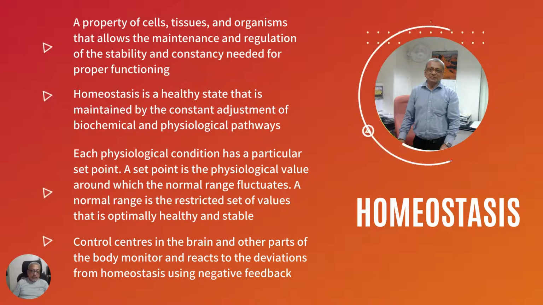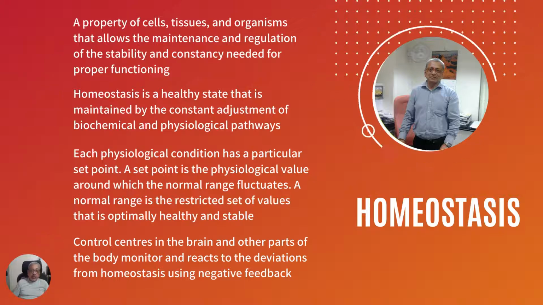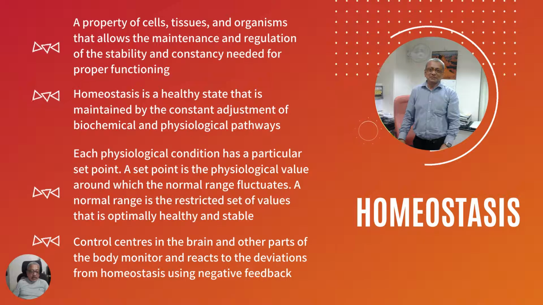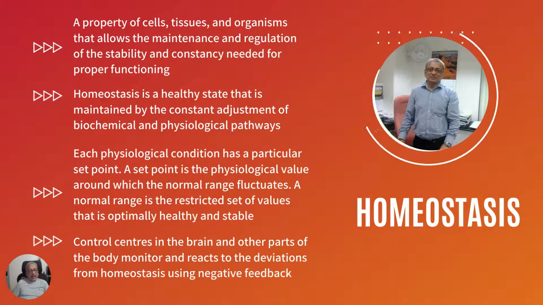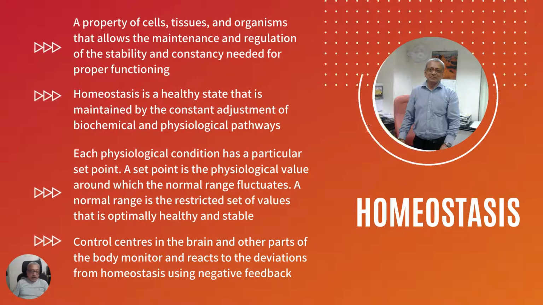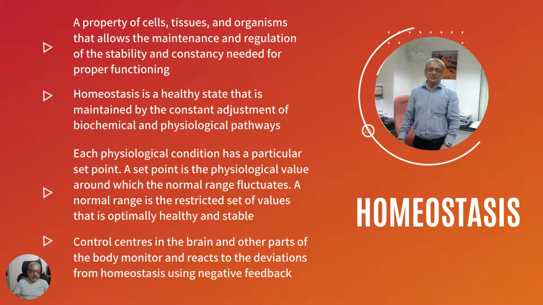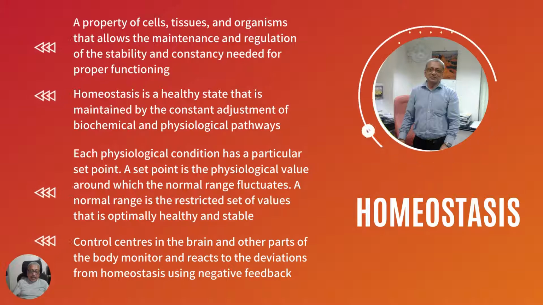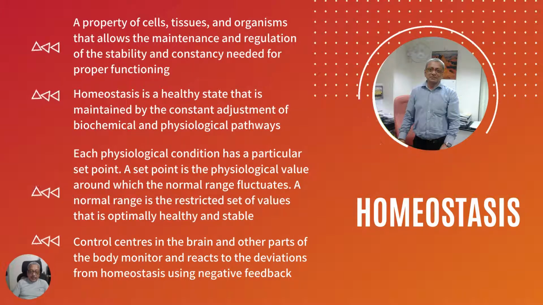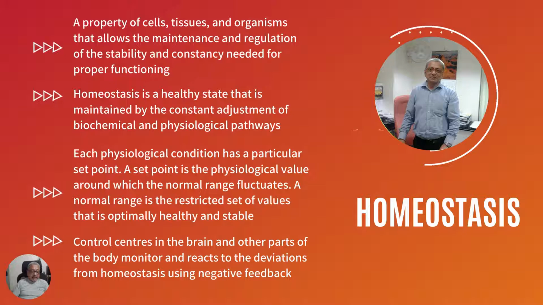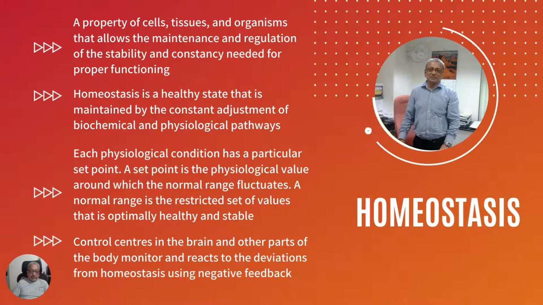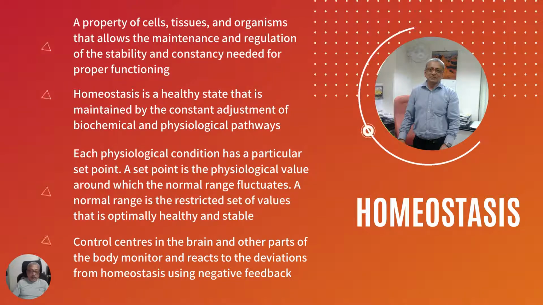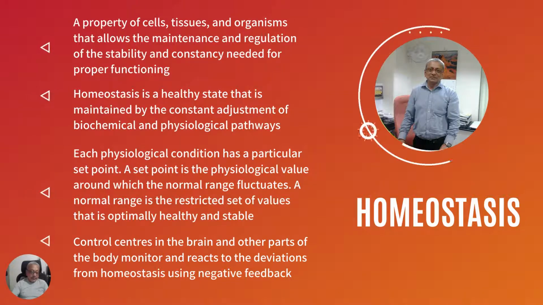For each physiological condition, there is a particular set point, and a set point is the physiological value around which the normal range fluctuates. A normal range is a restricted set of values that is optimally healthy and stable. For example, 120 by 80 is the set point for blood pressure. Similarly, 72 beats per minute is the set point for the heart rate.